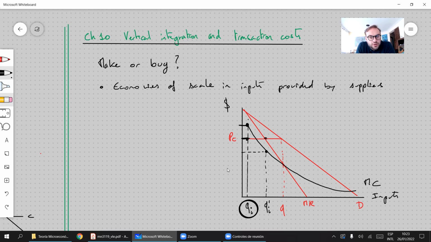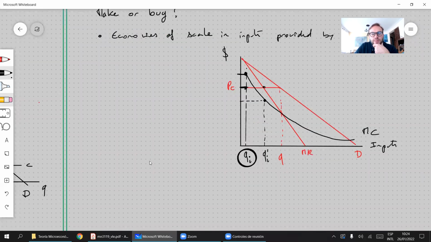So one first argument for not having vertically integrated firms is that probably the volumes that I need of the input are just too small to justify producing it myself, right? If I'm making sandwiches and I'm going to put toothpicks in my sandwiches, it's probably a really bad idea that my sandwich restaurant starts making toothpicks, right? So it's better to just purchase this somewhere else. And so this is the first argument.